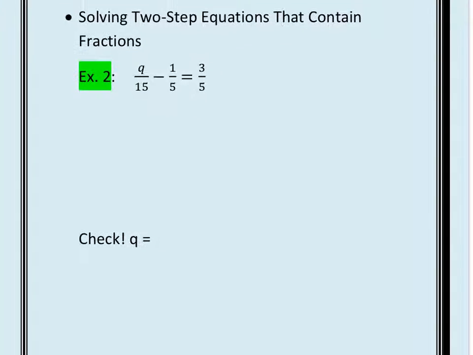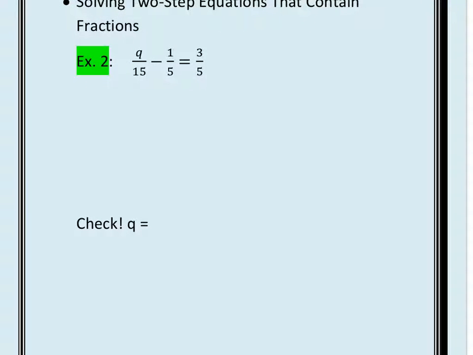So example 2, we are going to solve a two-step equation that involves a fraction. Don't let the fractions bother you. So the easiest way to solve when you have fractions is to get rid of the denominators completely. So if the denominator here is 15, and the denominator here is 5, and this one's 5, the least common denominator is equal to 15. Why is it 15? Because I can multiply 5 by 3 to get 15.